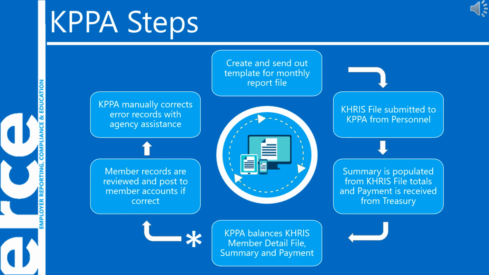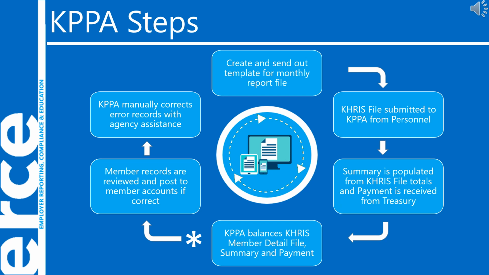The monthly report process is cyclical and begins each month with KPPA generating the CRIS file template for personnel. Once the completed CRIS file is received, the summary is populated and the payment is received from Treasury. KPPA then works on balancing the monthly report between the details, summary, and payment, and will post the file to the KPPA system after it is balanced.